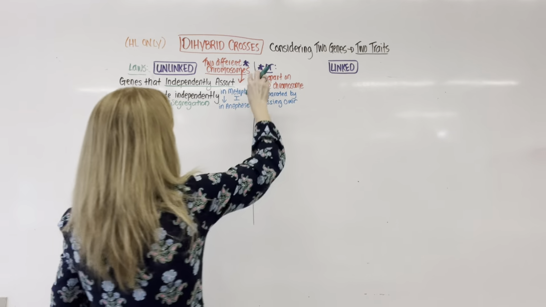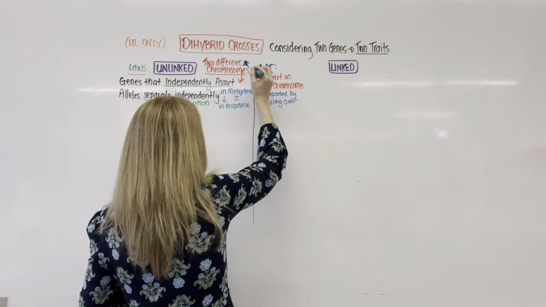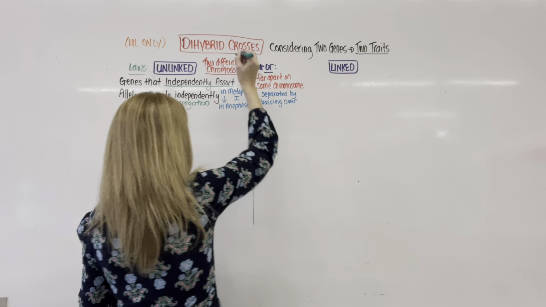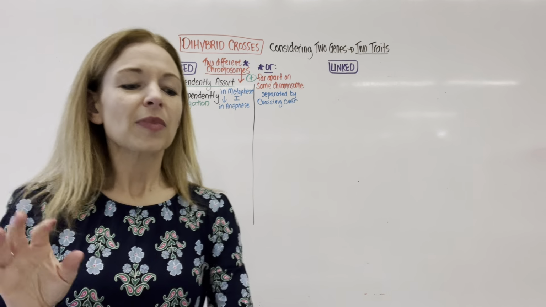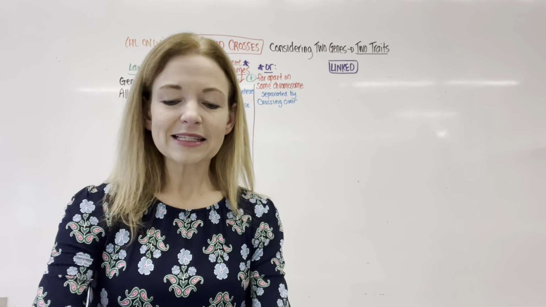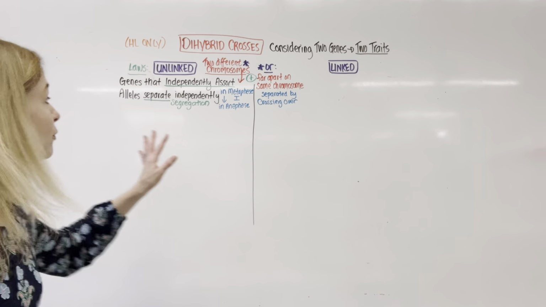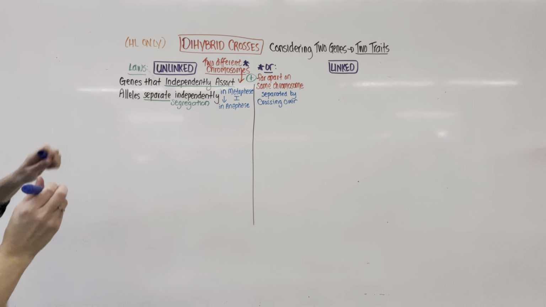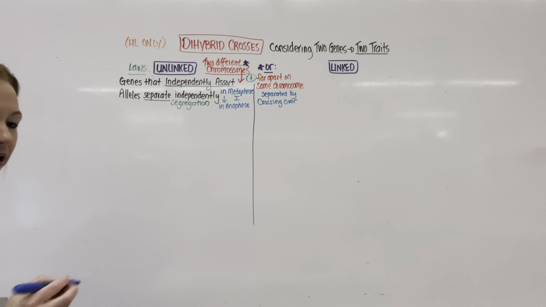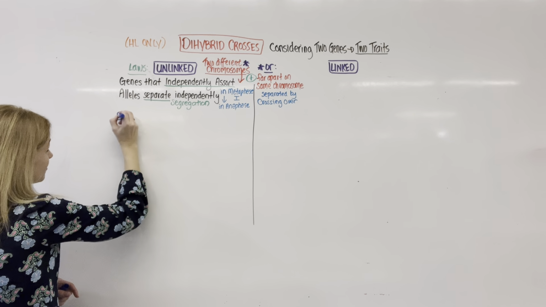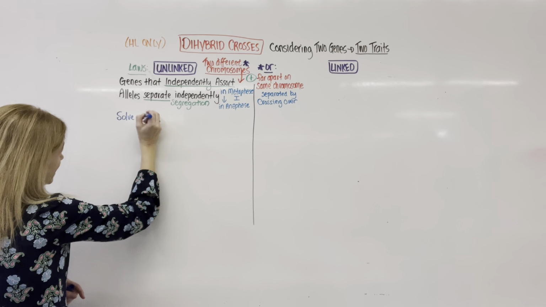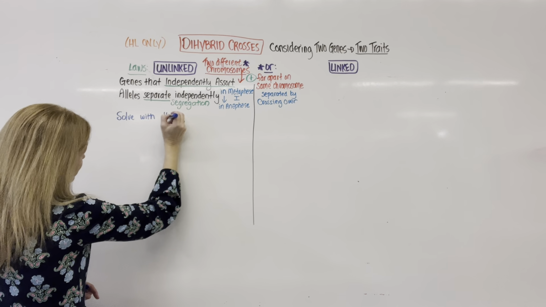Sorry, probably confusing writing it here. But either of these can cause unlinked genes. So different chromosomes or far apart. Okay, so let's see how we can actually solve these. So genes that are independently assorting, we are going to solve these problems with 16 box Punnett squares.